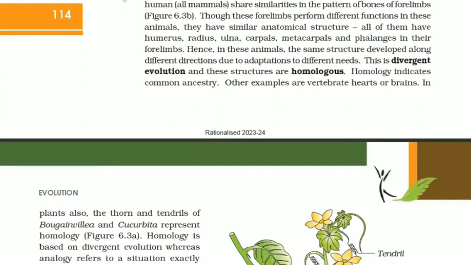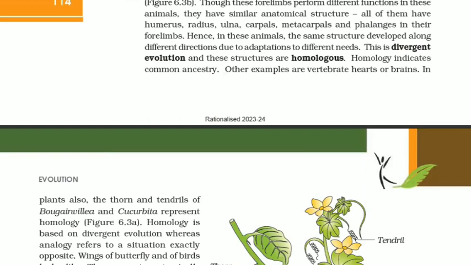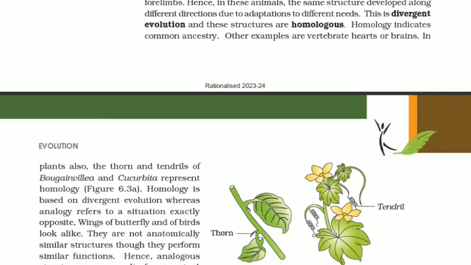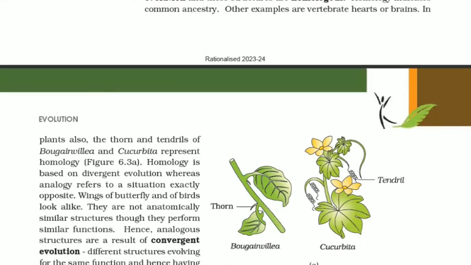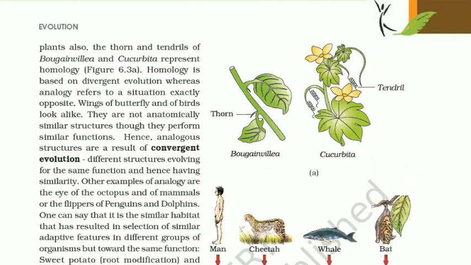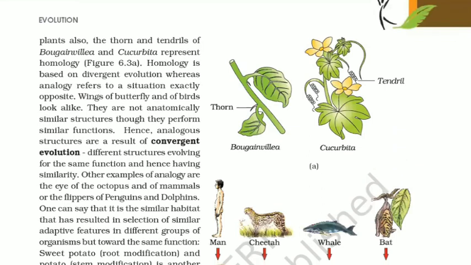Hence, in these animals, the same structure developed along different directions due to adaptations to different needs. This is divergent evolution, and these structures are homologous. Homology indicates common ancestry. Other examples are vertebrate heart or brain. In plants also, the thorn and tendril of bougainvillea and cucurbita represent homology.